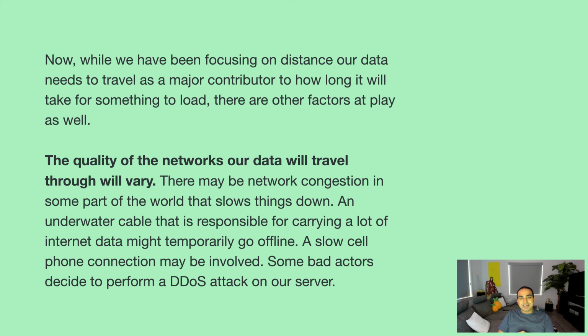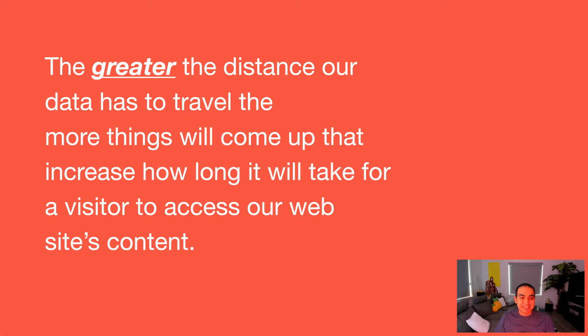Now, the thing we've been focusing on is really distance as a major contributor to how long it will take for something to load, but there are other factors at play as well. The quality of the networks the data will travel through will vary. This is the digital equivalent of a traffic jam or a cable interruption or an accident or animals crossing the street. I don't know what the digital equivalent of that would be, but there are always delays. There may be network congestion in some part of the world, and underwater cables, which are often used to transmit data really quickly across large distances, might be broken, or a slow cell phone connection somewhere, or someone is hacking a server and there's a DDoS attack which prevents network requests from going through reliably. A variety of different things can come in as well.